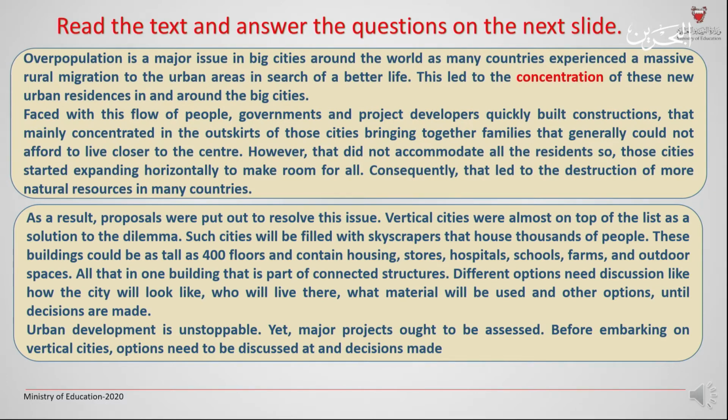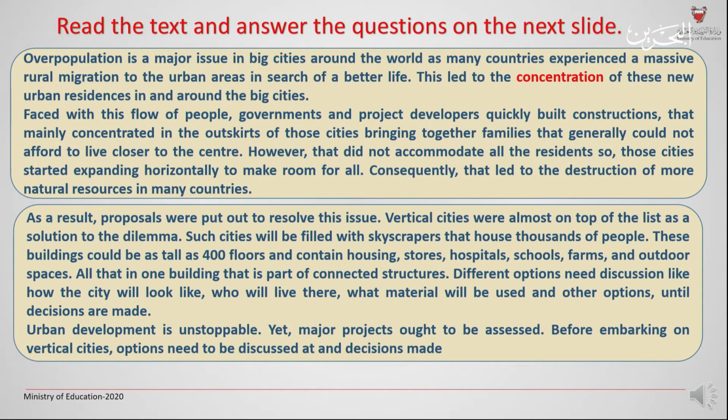Vertical cities were almost on top of the list as a solution to the dilemma. Such cities will be filled with skyscrapers that house thousands of people. These buildings could be as tall as 400 floors and contain housing, stores, hospitals, schools, farms, and outdoor spaces. All that in one building that is part of connected structures.